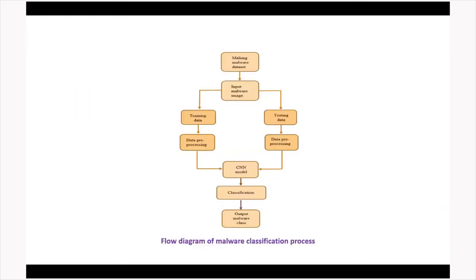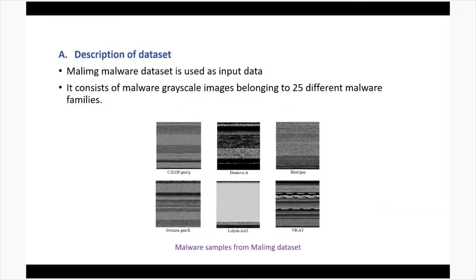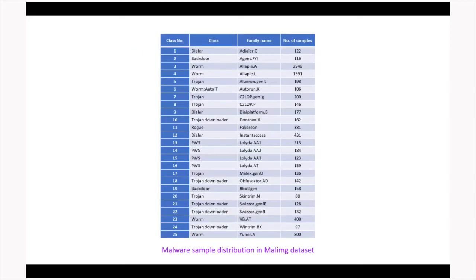Okay, so this is the block diagram. First we have the malware data set. We divide it into training data and testing data, followed by data pre-processing, followed by the CNN model classification, and then the output malware class is predicted. Description of data set. The MALIMG malware data set is used as the input data. It consists of malware grayscale images belonging to 25 different malware families. This is the malware sample distribution.